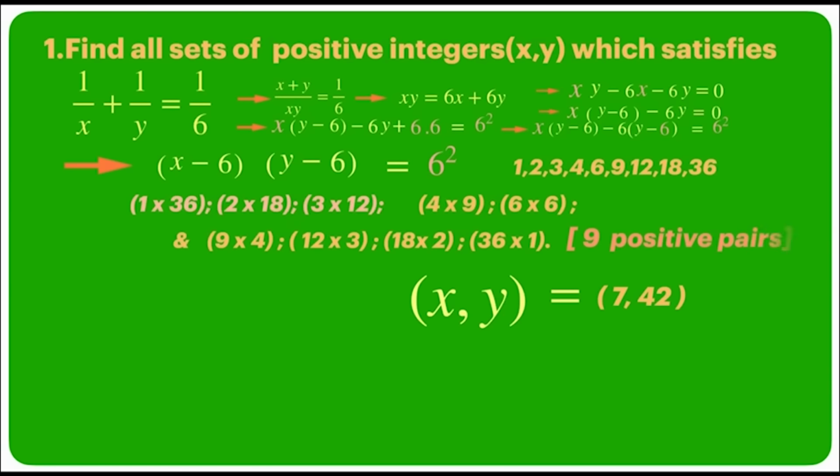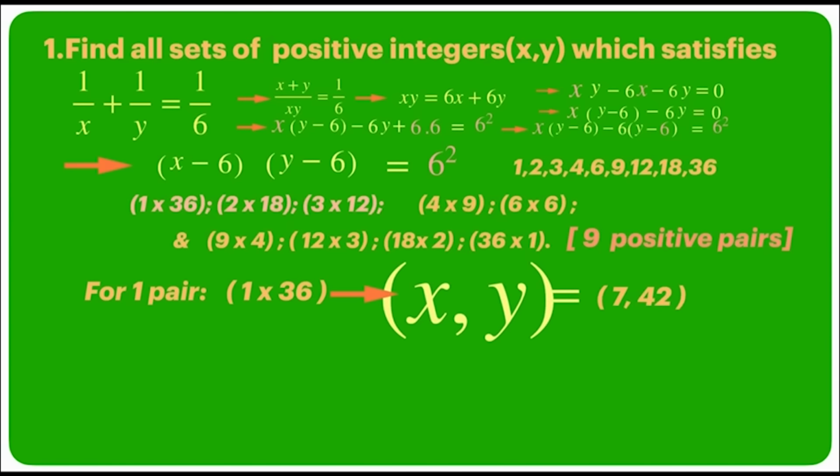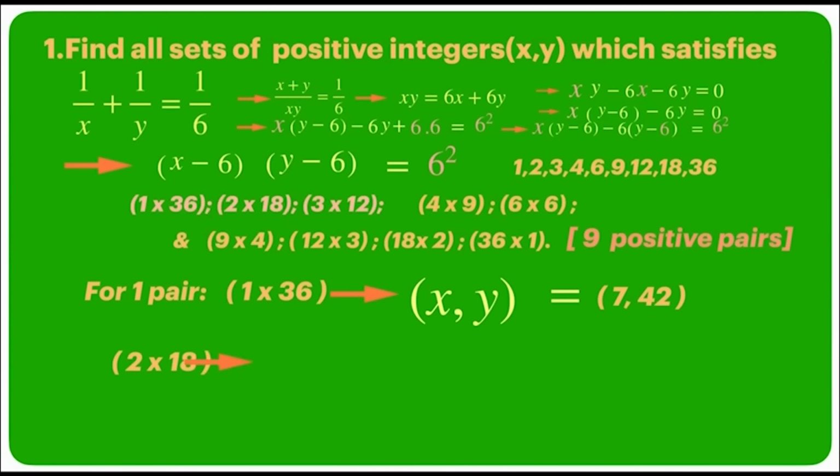But there are 9 positive pairs. So all the positive natural numbers that x and y can take we have to find, and those are the answers of this problem. So for the first pair, that is 1 into 36, we have got the values of x and y as 7 and 42.